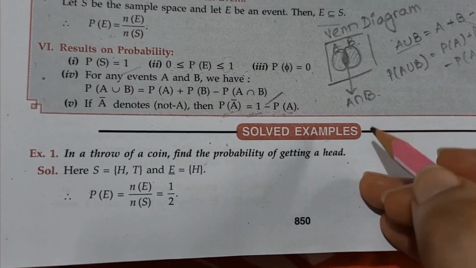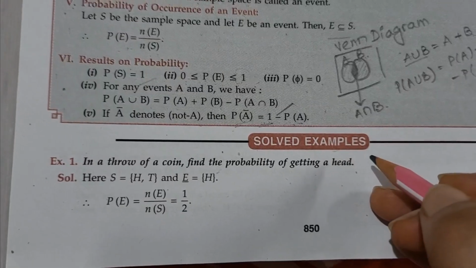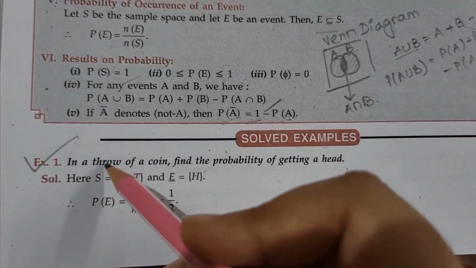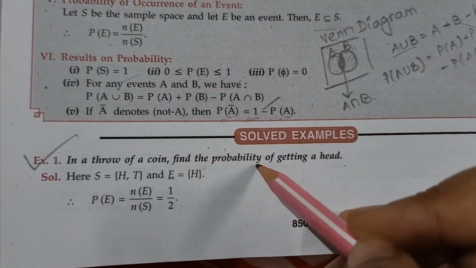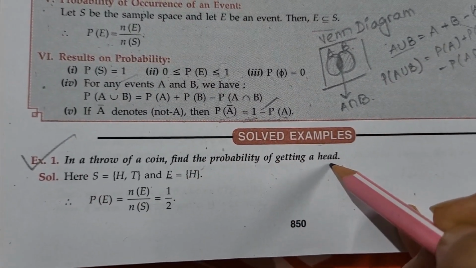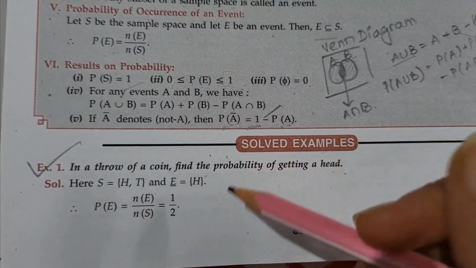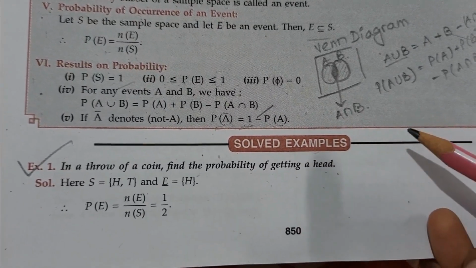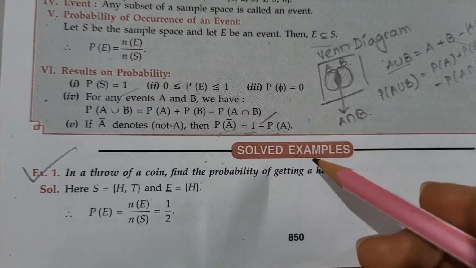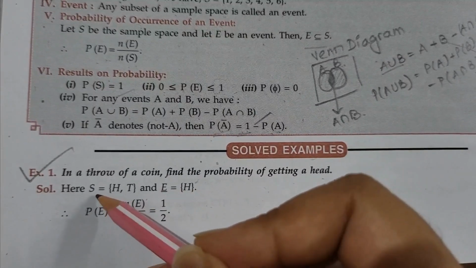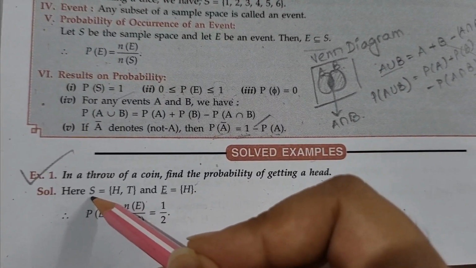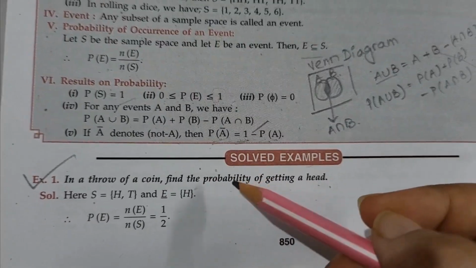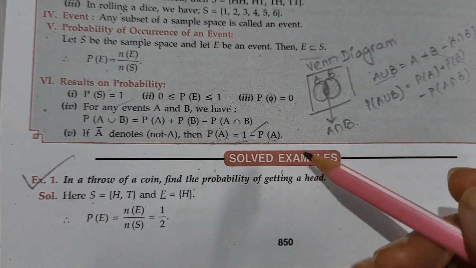Now we come on to the solved examples as I promised. Example 1. In a throw of a coin, find the probability of getting a head. Now if I throw a coin, then the probability of getting a head is actually 50%. We know that. But mathematically we can say that S is the sample space. Now on tossing a coin, either the outcome is a head or a tail.